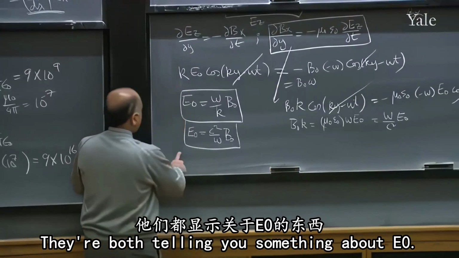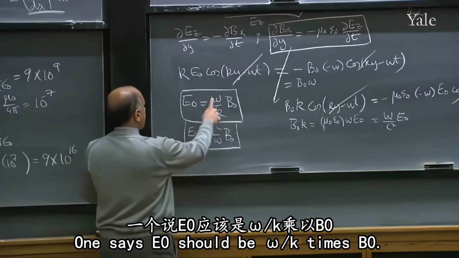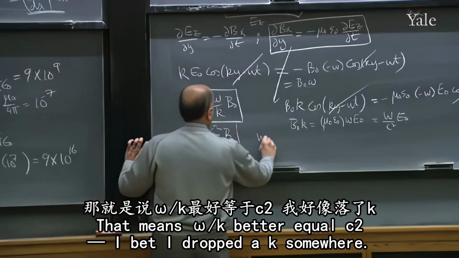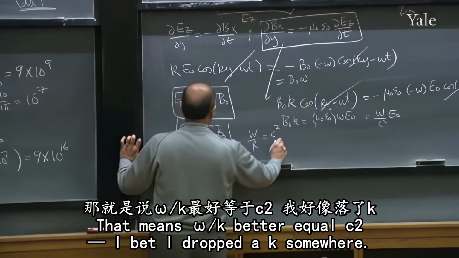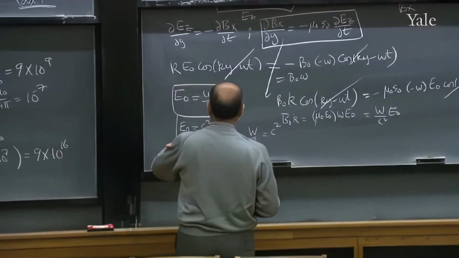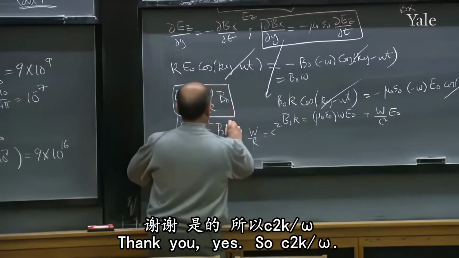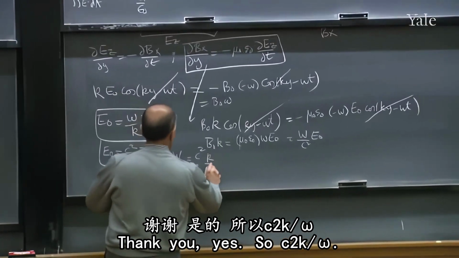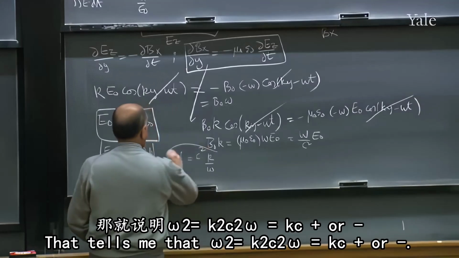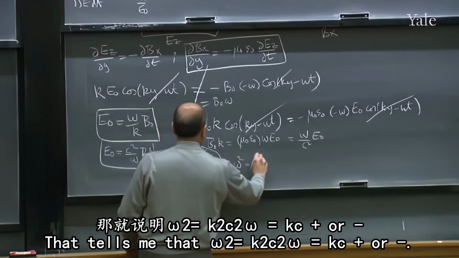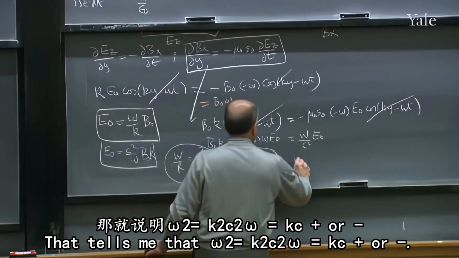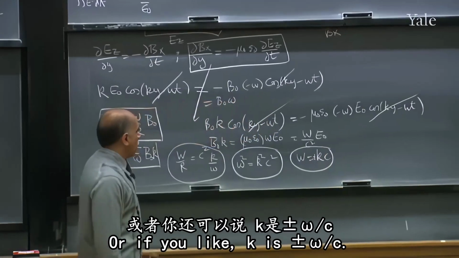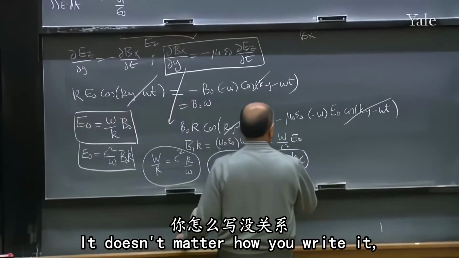But look at these two equations. They're both telling you something about E naught. One says E naught should be omega over k times B naught. The other says E naught should be c squared over omega times B naught. That means omega over k better be equal to c squared. I bet I dropped the k somewhere. B naught k? Thank you. Yes, so c squared k over omega. That tells me that omega squared is equal to k squared c squared, or omega equal to kc, plus or minus. Or if you like, k is plus or minus omega over c. Doesn't matter how you write it.